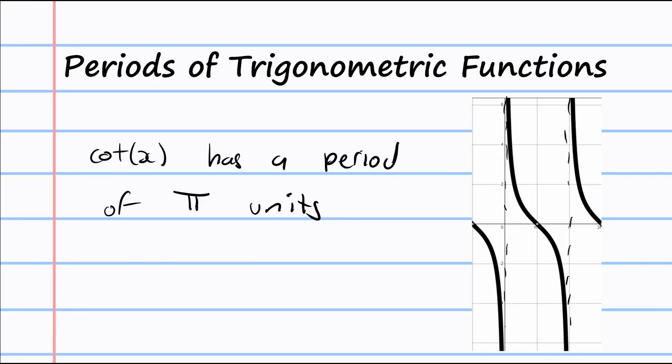That's a lot of information to grasp, but all you gotta remember is sine, cosine, cosecant, and secant have periods of 2 pi, and anything with the word tangent in it has a period of pi units. So anything that doesn't have the word tangent in it has a period of 2 pi units, and anything that has the word tangent in it has a period of pi units.